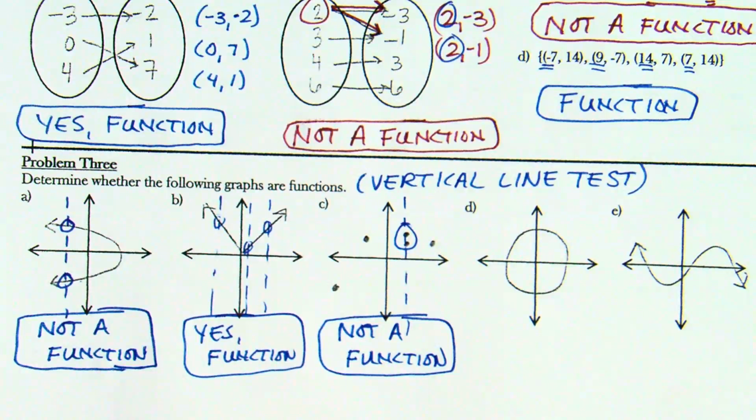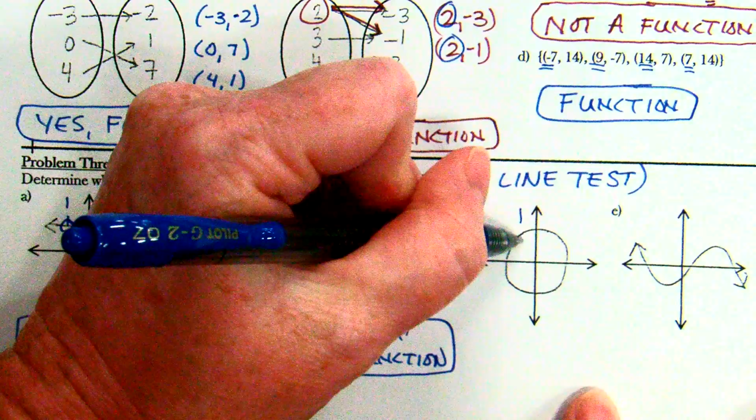D, we got a circle. Is that a big no? Yes. We can all agree there? I mean, right there, there's the line I drew. Whichever line you draw, this one is, again, not a function.